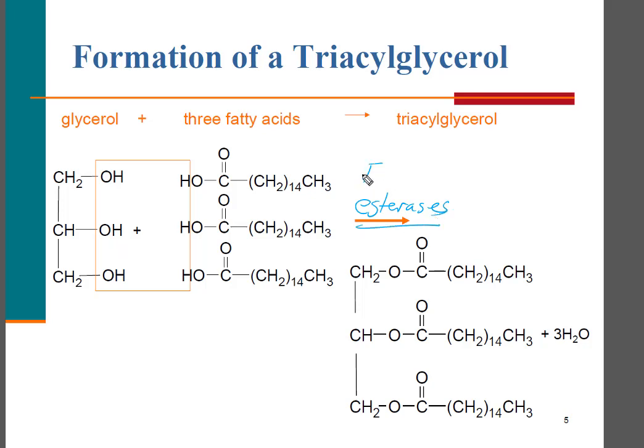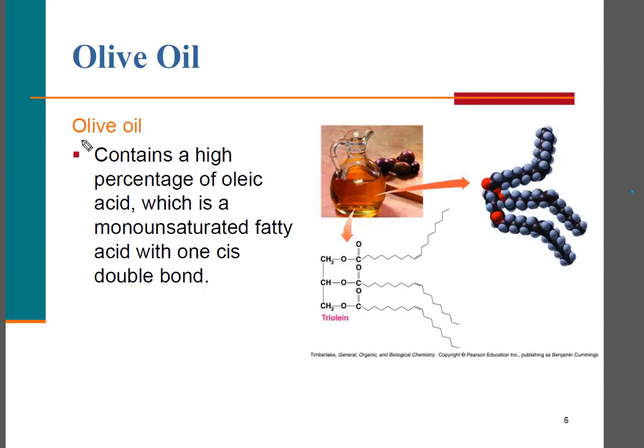These are enzymes that link these four together, link these fatty acids to the glycerol backbone. All right, so they're just saying here olive oil contains a high percentage of oleic acid, which is monounsaturated, so it puts these kinks in the molecule. Remember we had those kinky oils.